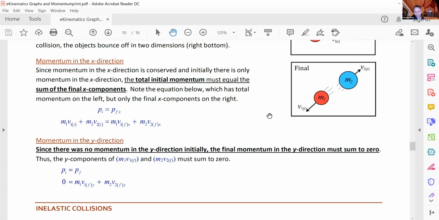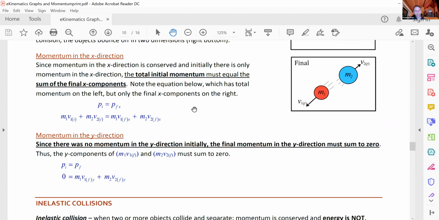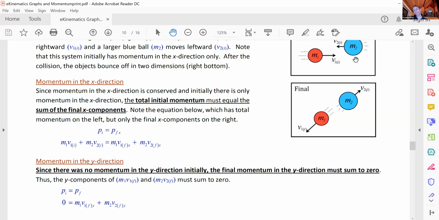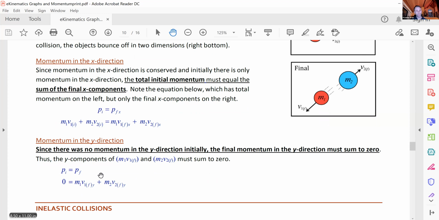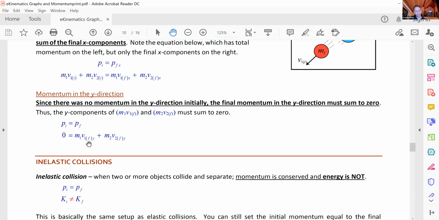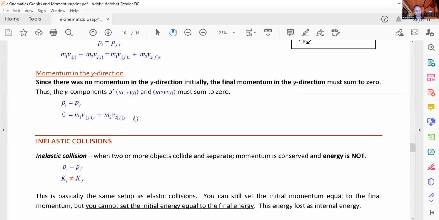But a quick hack you could do for the second part is, look, initially these things were not moving in the y direction. Zero momentum in the y direction initially, which means zero in the y momentum finally. So I could set initial equal to 0, and that allows me to simplify, and I can plug these into one another. Well, not their velocities, because those are different, but maybe I could use these in a greater equation.